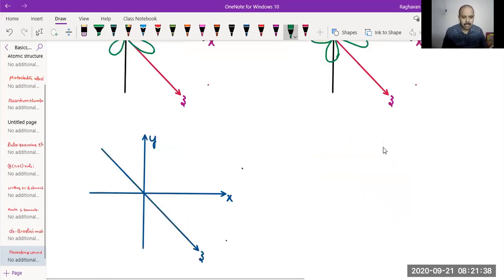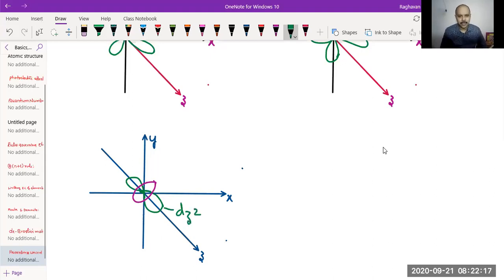Similarly, another one is dz square, and this is slightly different. It will have one lobe. It will not have a double dumbbell shape. This is one lobe along the z axis. Another concentric ring along the xy plane will be there, a ring along the xy plane. Okay, this is the slightly different structure. This is what we call dz square.